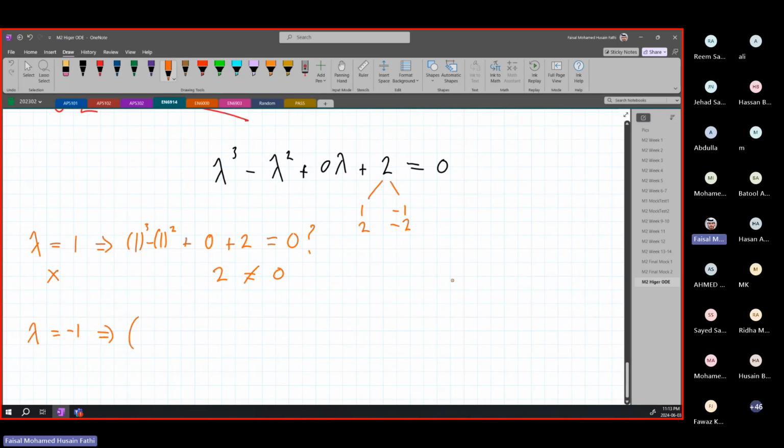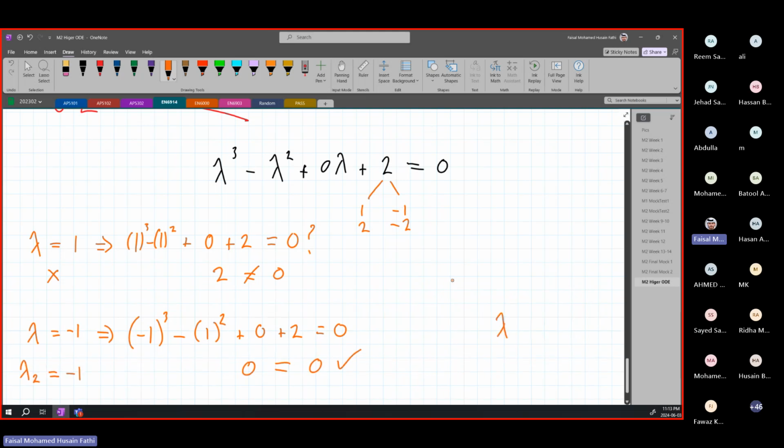So we're going to have negative 1 cubed minus 1 squared plus 0 plus 2 equal 0. This is going to be minus 1 cubed is just minus 1, minus 1, that's minus 2, plus 2, that's 0. So 0 equals 0, and this is a root. So our second root, lambda 2, is equal to negative 1.